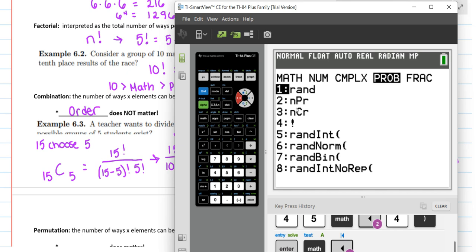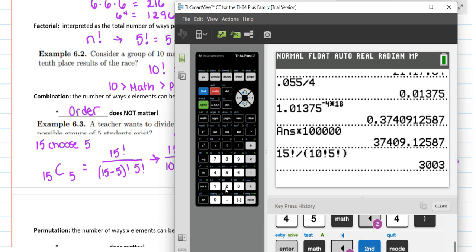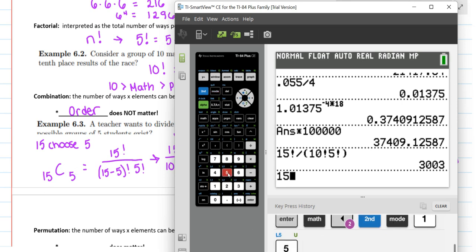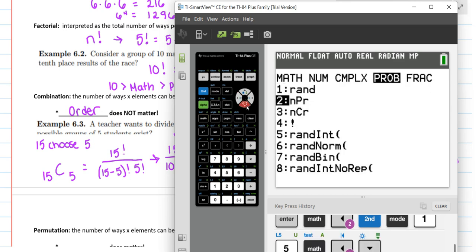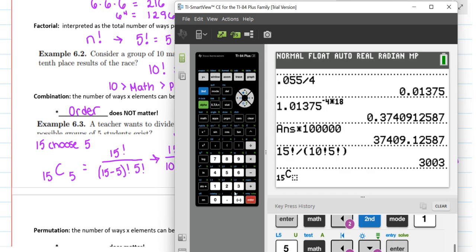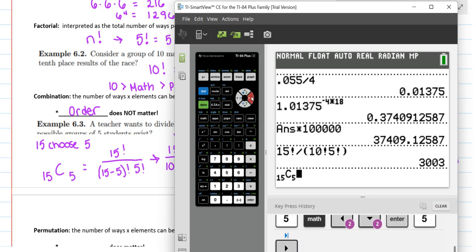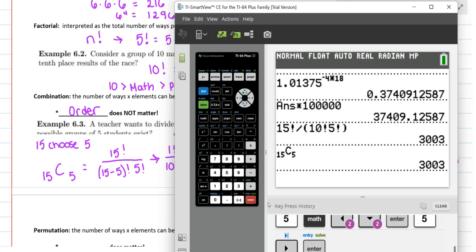Those are your permutation and combination formulas. So if I go to my home screen and I just write it in like this here, this 15C5, so 15, then math, probability, and nCr, 5, it puts it in there. Nice, neat for me. So I don't have to do all that I just did. So math, probability, and nCr.